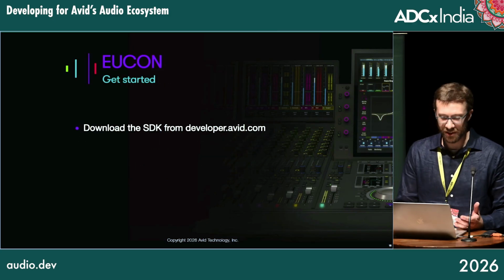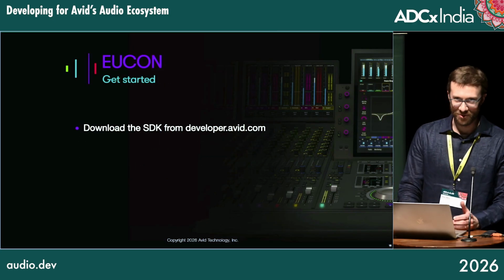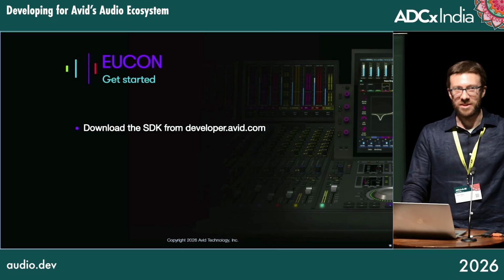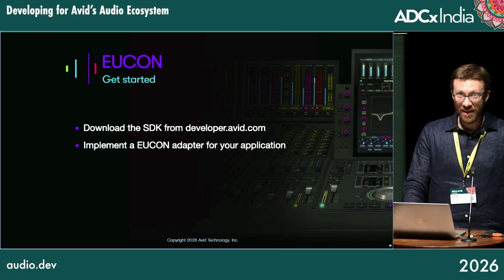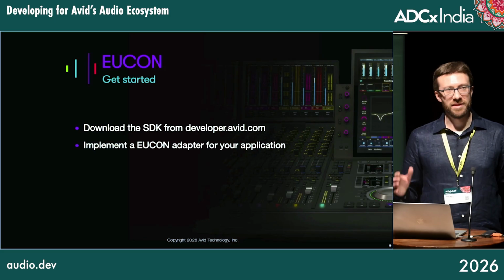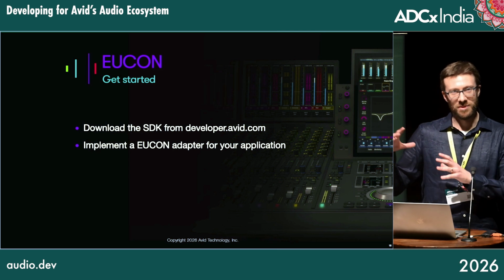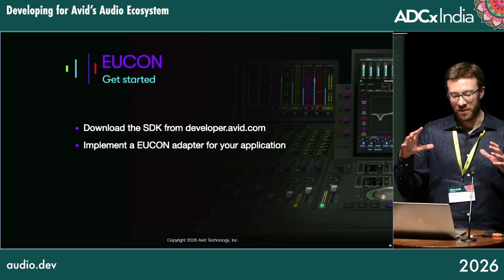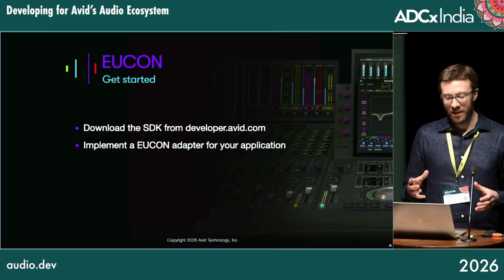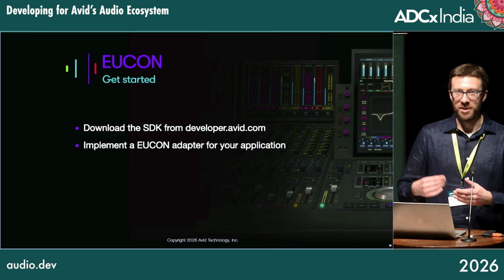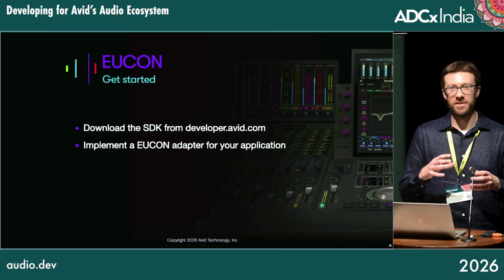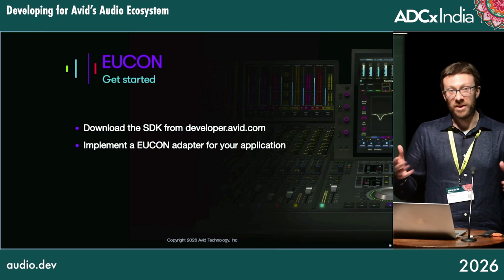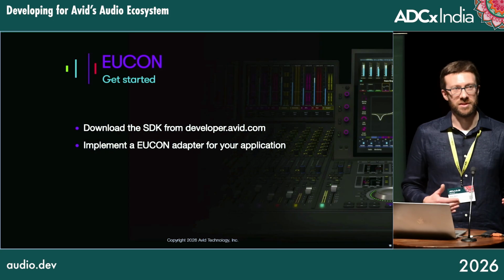All right, so how do you get started? Same thing, we're going to repeat this multiple times in the presentation. Go to developer.avid.com and download the SDK. Then, once you get the SDK, it's a heavily C++ object style interface. There are a bunch of classes inside of that. So what you will end up doing, once you read the documentation and understand all of it, is implement your control layer for your application in terms of a hierarchy of C++ objects.